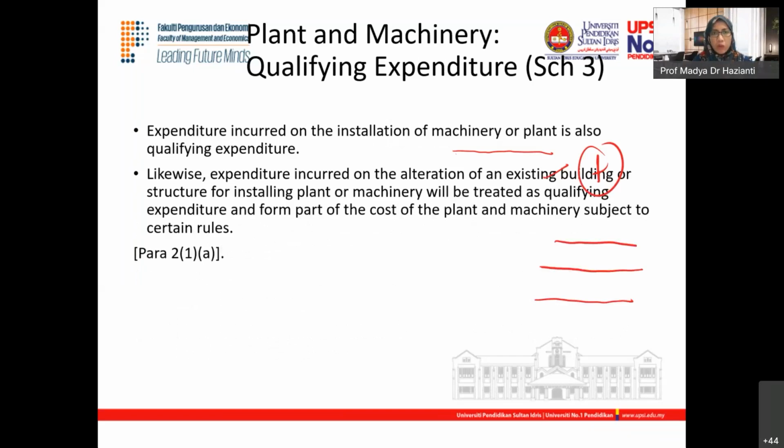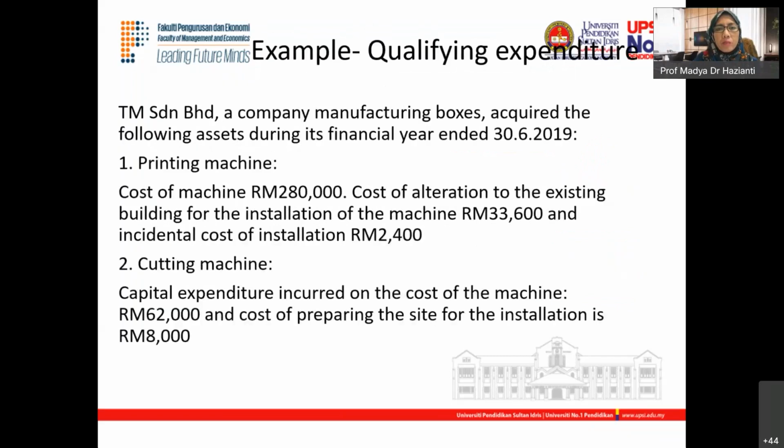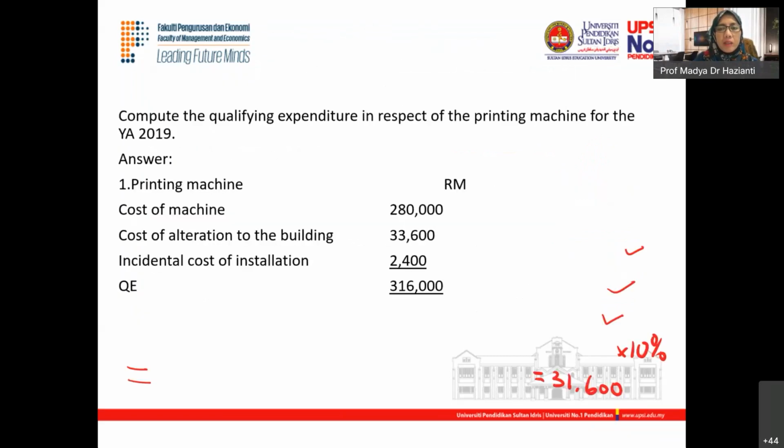Expenditure incurred on installation of machinery is also considered as qualifying expenditure. Right, so for example kalau setengah kilang dia beli plant or machinery, dia beli mesin, dia kena install kat dalam kilang tu, so dia kena incur other cost, so that cost pun considered as qualifying expenditure. I think this part saya skip je kot. Kita boleh baca lah ni very simple explanation je.